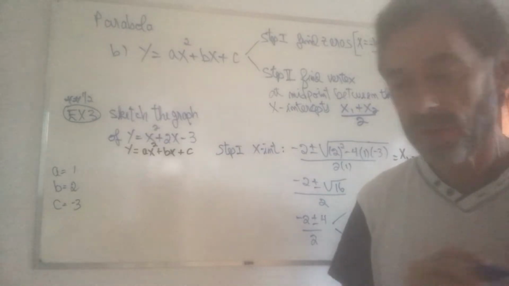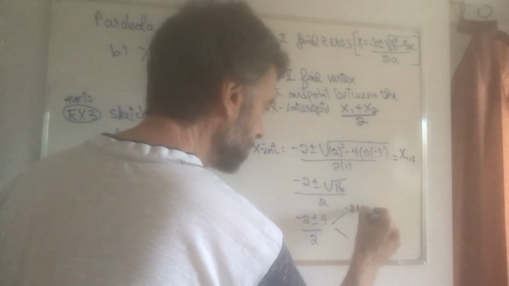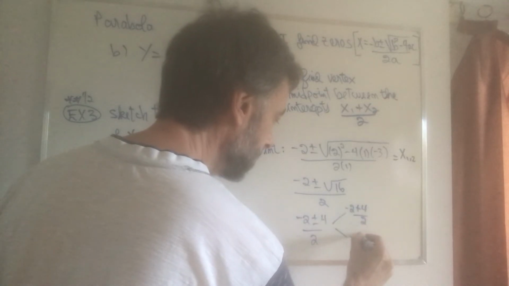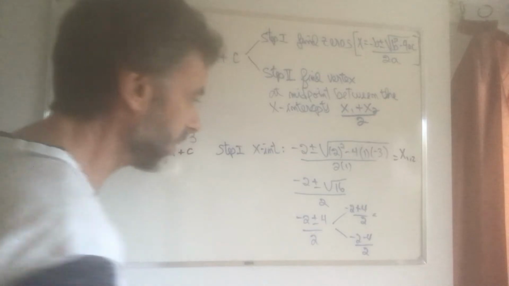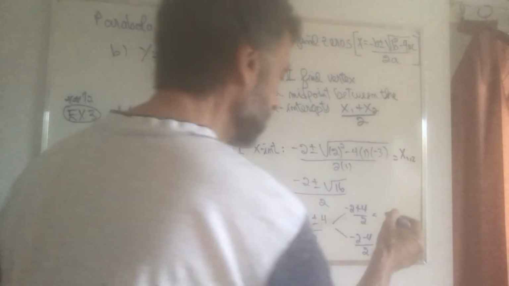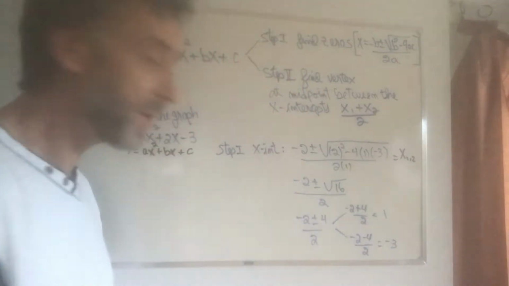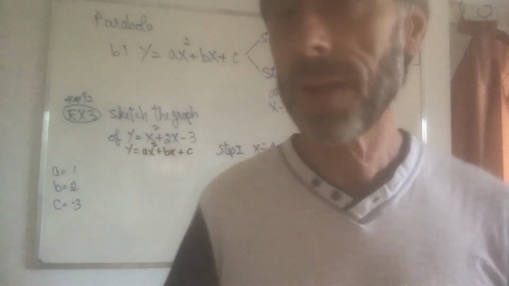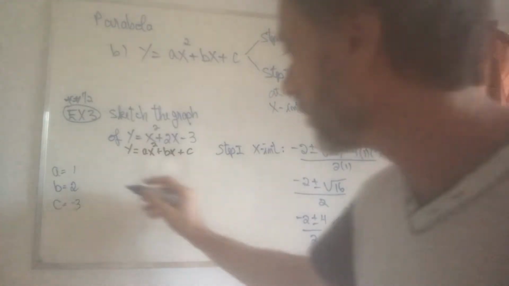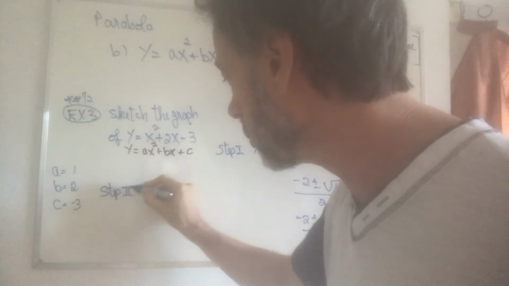That gives us 2 answers. Minus 2 plus 4, minus 2 minus 4. So what do we got here? This would be equal to 1, and this would be equal to minus 3. And we have our 2 x-intercepts. Oh, victory! We have x-intercepts.